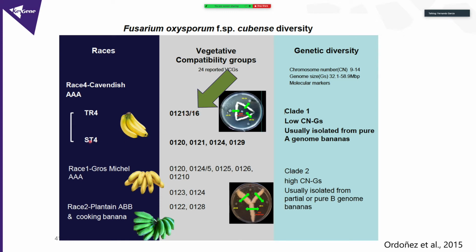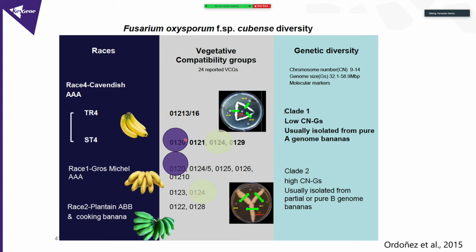While, for example, for the subtropical, race 1, and race 2, there are many genetically different isolates associated with them. For example, the VCG 012 is in some cases, for example in Australia, considered subtropical race 4 because they re-isolate the fungus from a Cavendish. But if we go to Brazil or India, they isolate it from a Gros Michel, but it's the same VCG, the 012. So you see, this concept of race and VCG is very ambiguous, it's difficult.